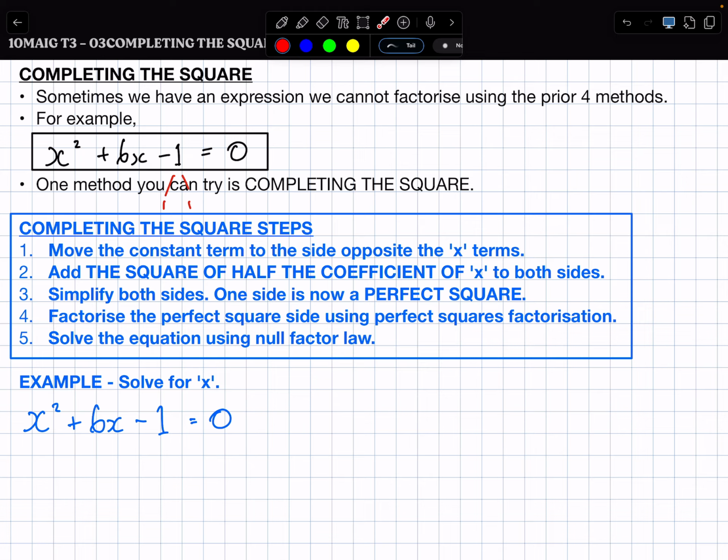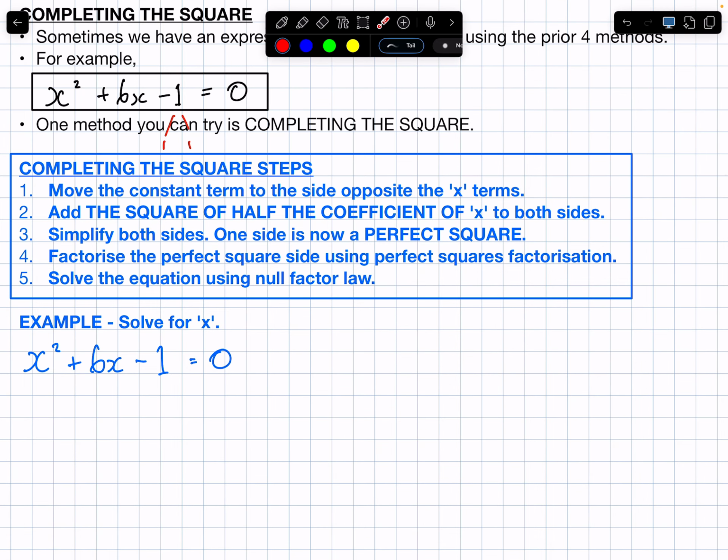So these are the steps for completing the square. What I'll do is instead of getting you to get everything down and demonstrate it, I'll demonstrate it as we go. So the step is move the constant term to the side opposite the x terms. So the constant term is negative 1. If I wanted to move that over to the right-hand side, what's the opposite of negative 1? Add 1. So step 1 is x squared plus 6x equals positive 1. That was step 1 done.